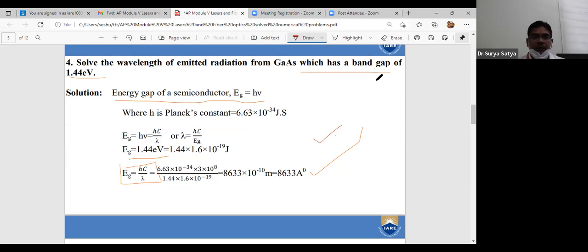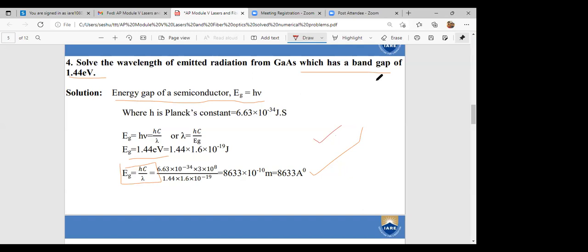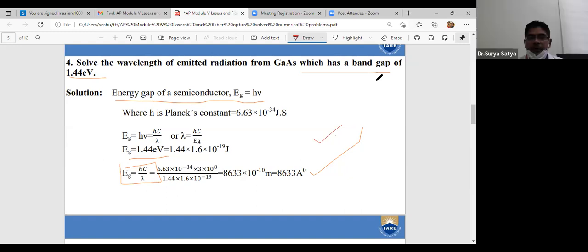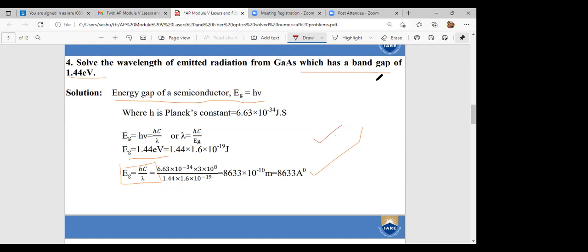So, finished copying? Solve the wavelength of emitted radiation from gallium arsenide, which has a band gap of 1.44 electron volt. Have you copied it? Finished? Yes, sir.